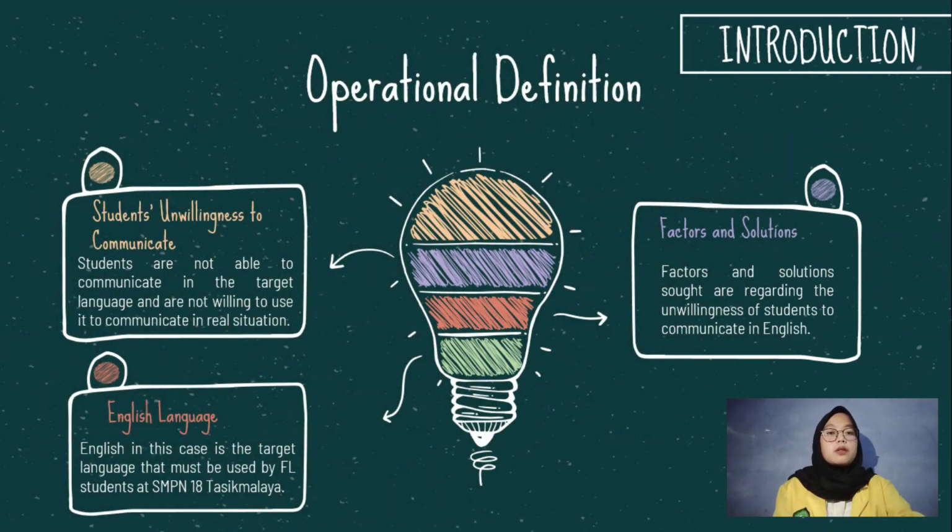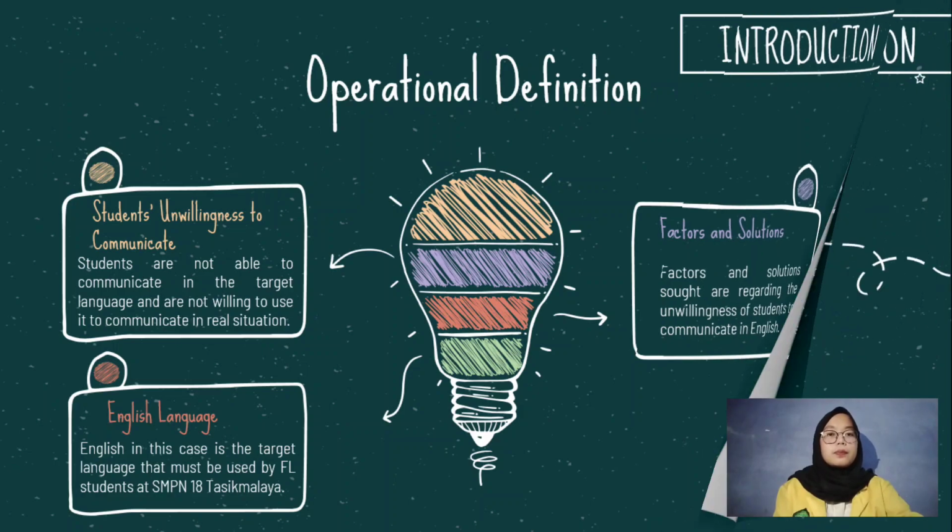Alright, then operational definition. Students' unwillingness to communicate. Students are not able to communicate in the target language and are not willing to use it to communicate in real situations. And then English language here is the target language that must be used by foreign language students at S.Pd 18 Tasikmalaya. And then factors and solutions sought are regarding to the unwillingness of students to communicate in English.